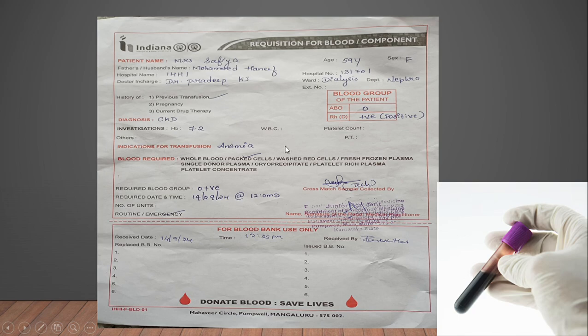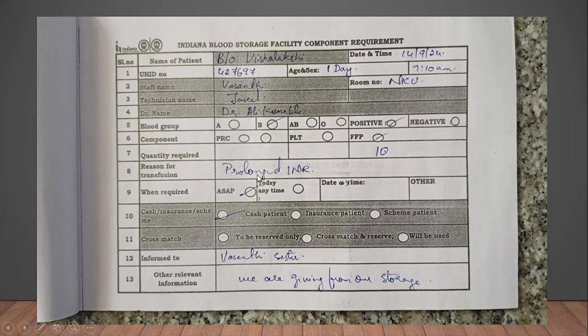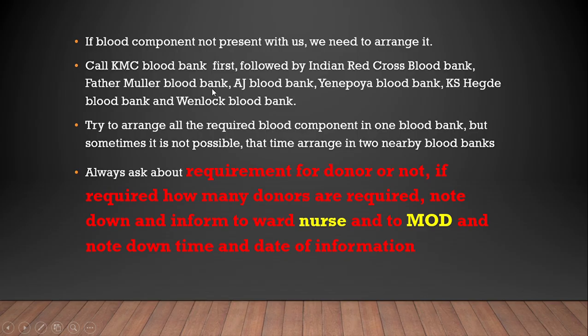Okay, so this is how it is done. Now this is not possible every time that we have the blood in question. So during that time, once we take out all these details, we immediately start searching in various blood banks where the particular components are available.